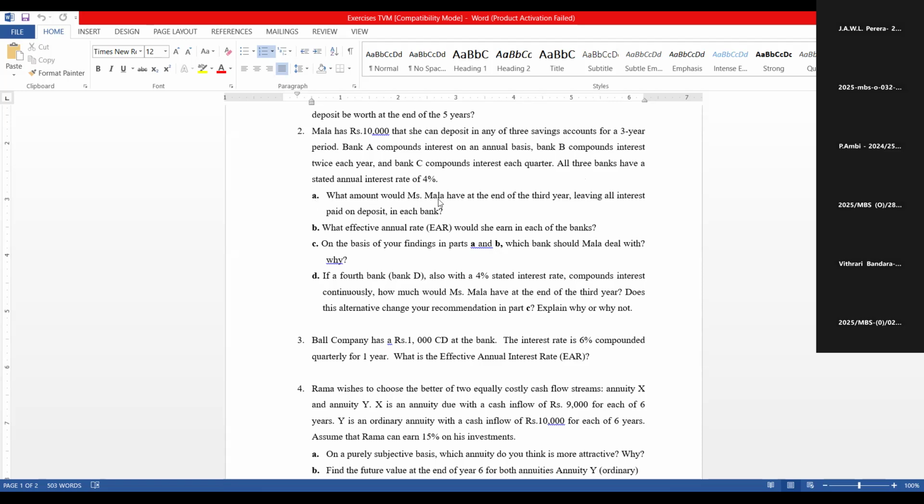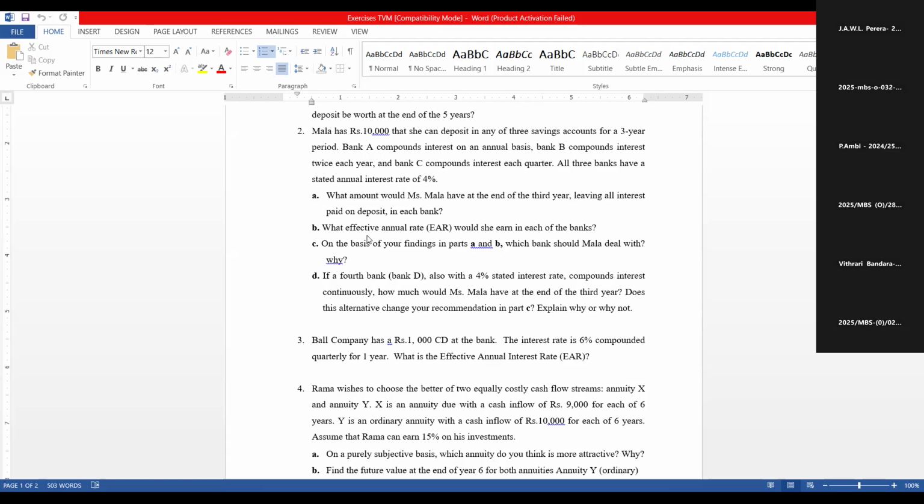What amount would Mala have at the end of the 3rd year, leaving all interest paid on deposit in each bank? Mala deposited 10,000 in each bank. What are Mala's future values in all 3 banks? That is the first question. Second question, what effective annual interest rate would she earn in each of Banks A, B, and C? On the basis of your findings in parts A and B, which bank should Mala deal with and what is the reason for that?